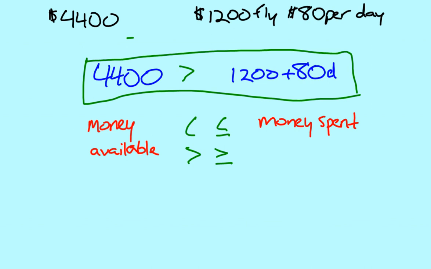And then we could make it slightly more satisfactory if we consider, could they spend exactly $4,400 and still be okay? Technically speaking, yes, they could. So we could say this is greater than or equal to. And that's what this sign means.